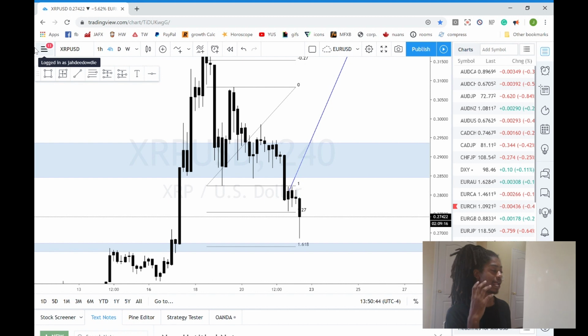Remember, we need that candle by candle update, just so we can stay updated with what's going on, how the market is feeling, and we'll go ahead and work with that.